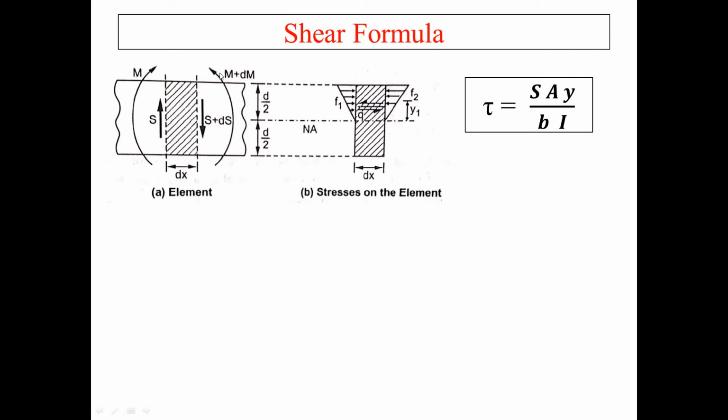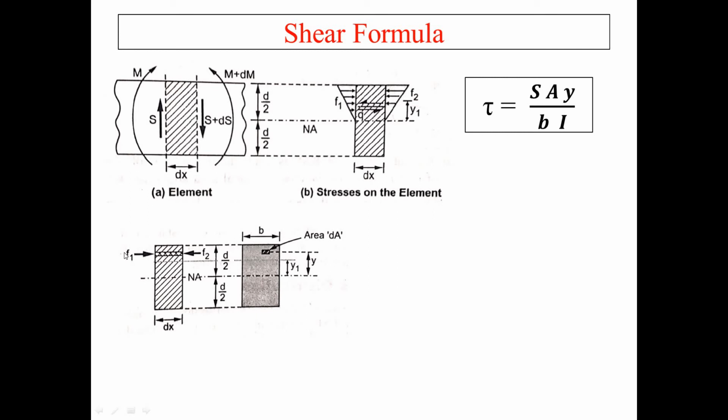In the previous case it is M and M, but because of non-uniform bending it is M and M plus dM. S, that is shear force, S plus dS, that is the non-uniform shear force. Because of that we can take F1 and F2, these are the normal stresses, and Q, that is the shear stresses. We have taken one layer at a length of y1. Again in the side view we can take area dA, which is under consideration, and the distance y.